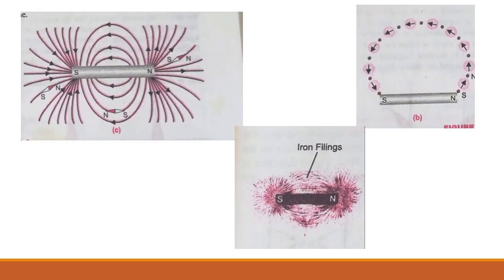So this is the diagram. This is magnetic field line. The first diagram, where you see C written. This is the magnet, north pole and south pole of the magnet. You can see here that magnetic field lines are originating from north pole, see the arrow mark, and they are entering into the south pole.